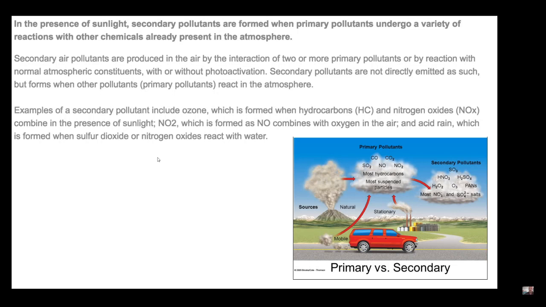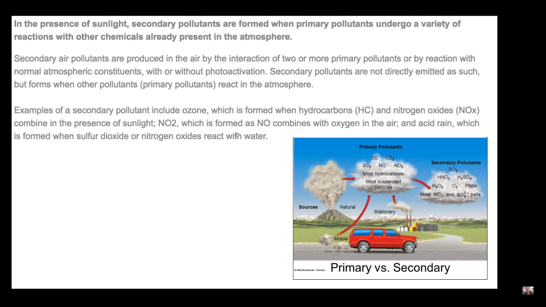What we have is carbon dioxide that then breaks down, and as we can see from this graphic, these primary pollutants go up into the atmosphere, get pushed up, maybe more so with global warming. Then they react with the sunlight and form these secondary pollutants. Secondary pollutants include ozone, hydrocarbons, nitrogen oxide, and NO2, which is formed as NO combines with oxygen in the air. Then there is acid rain, which is formed from sulfur dioxide or nitrogen oxide reacting with water.